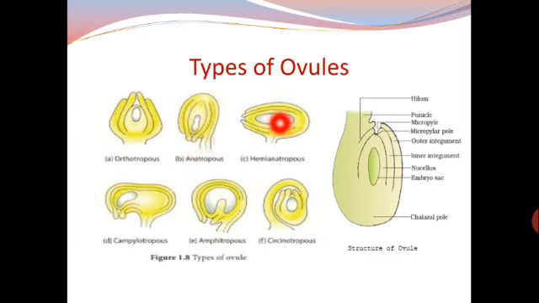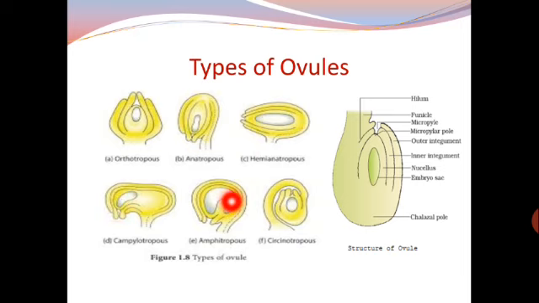Whereas in hemianatropous, the body of the ovule becomes at right angle. You can see it is at the right angle in relation to the funicle. So it looks like the ovule is lying on its side. In campylotropous, the body of the ovule is bent, so the alignment between the chalaza and micropyle is lost, and the embryo sac is slightly curved. You can see the embryo sac is slightly curved over here.